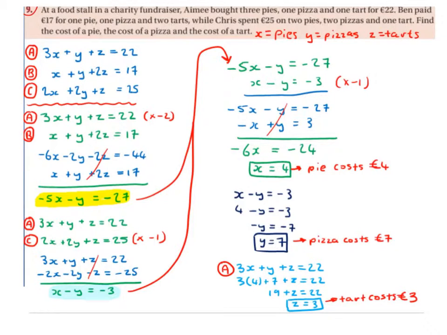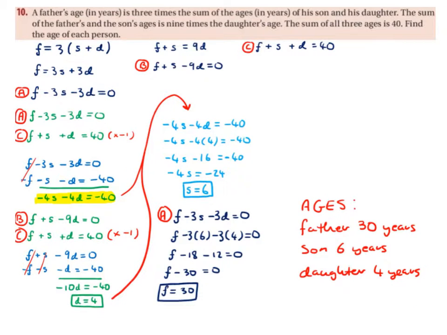So now I have X is 4, Y is 7, and I'm going to take one of the original equations. I'm going to go for the top one. So 3X plus Y plus Z equals 22. I swap the X for 4 with brackets around it. I swap the Y for 7. 3 by 4 is 12, and 12 plus 7 is 19. And 22 minus 19 is 3. So Z is equal to 3, so the tarts cost €3.